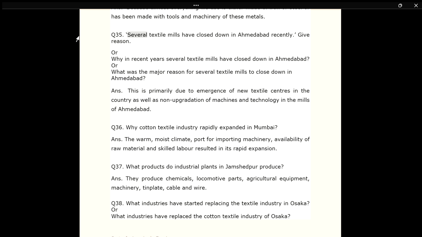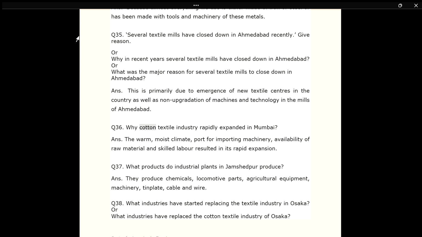Q35. Several textile mills have closed down in Ahmedabad recently. Give reason. Or, why in recent years have several textile mills closed down in Ahmedabad? What was the major reason for several textile mills to close down in Ahmedabad? Ans. This is primarily due to emergence of new textile centers in the country as well as non-upgradation of machines and technology in the mills of Ahmedabad.